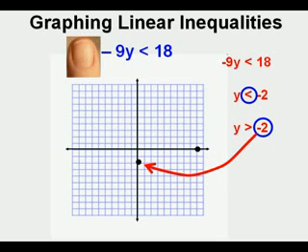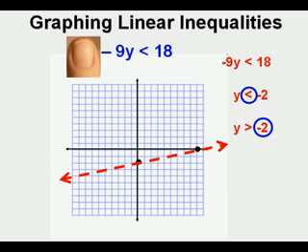Now we draw the boundary line. What type of boundary line? Since it's greater than, that would be a dashed line. Which way do we shade? Greater than means up, so we shade above the boundary line.